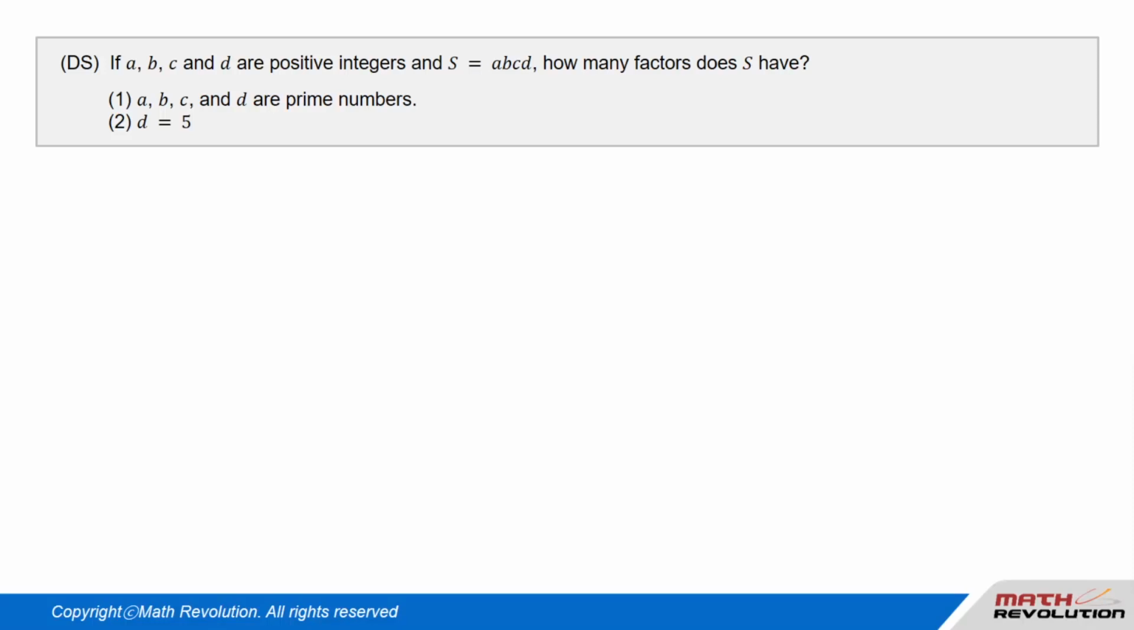Question DS. If A, B, C, and D are positive integers, and S equals A times B times C times D, how many factors does S have? Condition 1. A, B, C, and D are prime numbers. Condition 2. D equals 5.